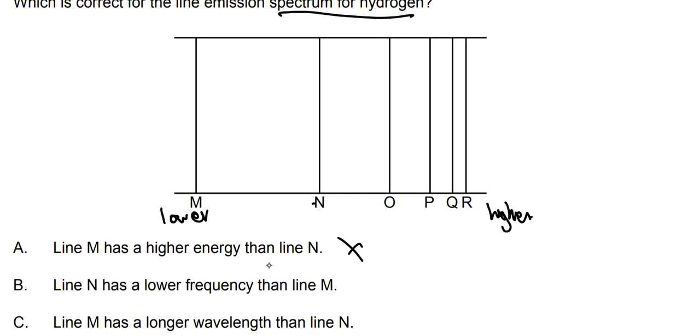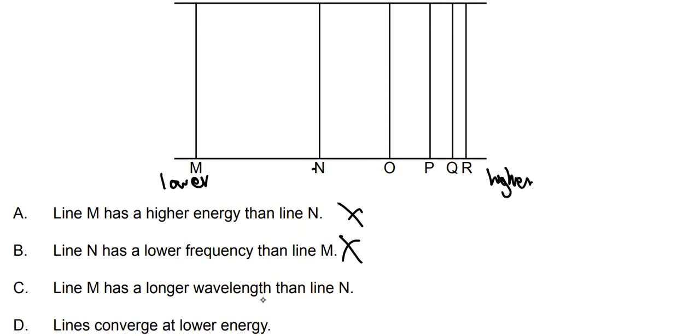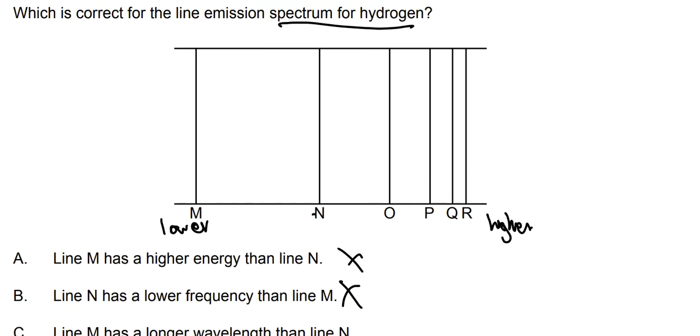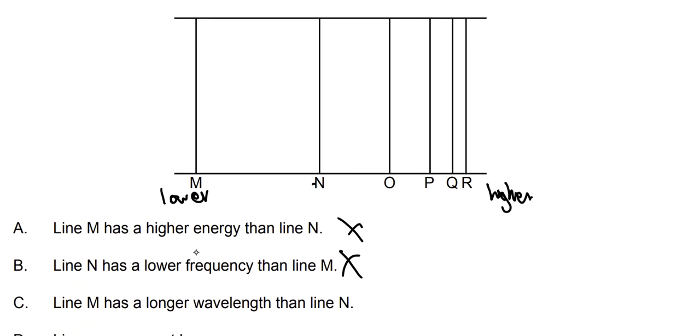Well, it looks to me that N is of a higher energy than M, so its frequency also should generally be higher. Line M has a longer wavelength than N. M seems to be lower in energy. M is lower in energy than N.